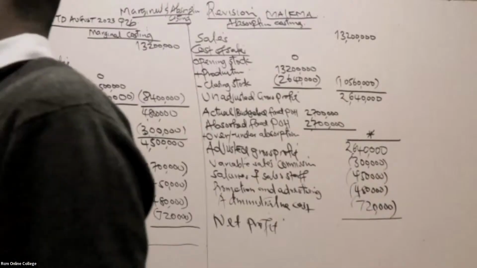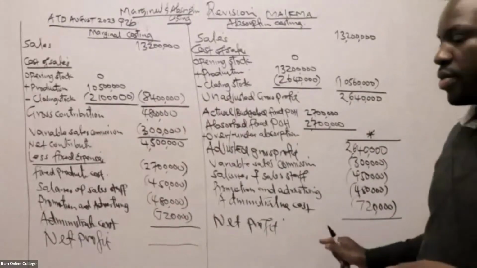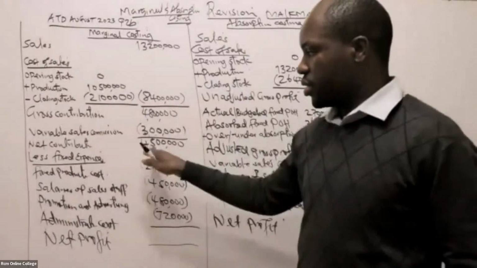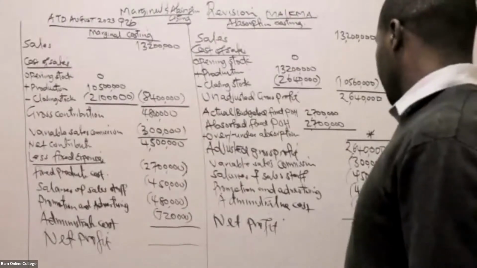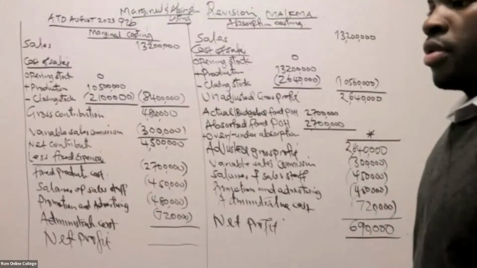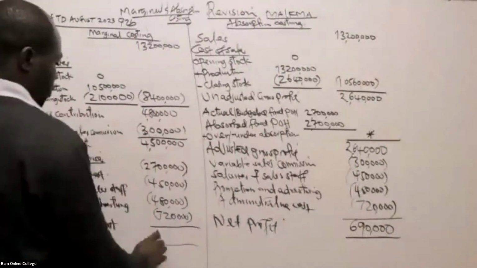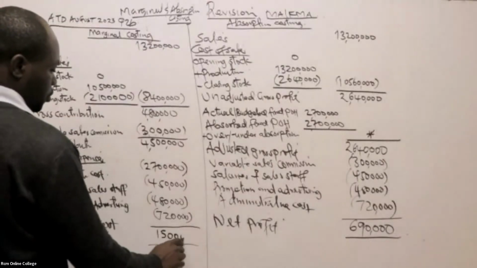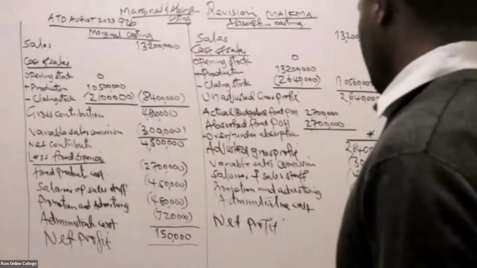Net profit as per absorption costing. Just take this minus all these expenses. Also, this one here, you can help us get it: net contribution minus all these expenses. Sum total, this one is 690,000. Marginal cost, I'm told, is equal to 150,000.